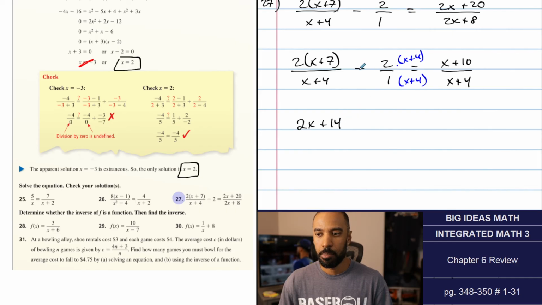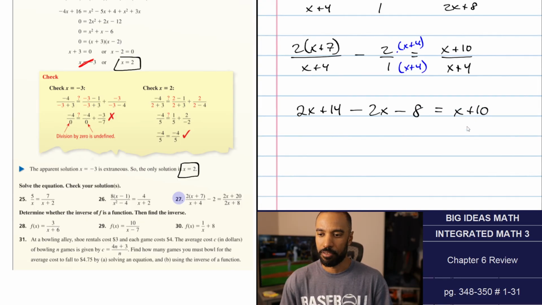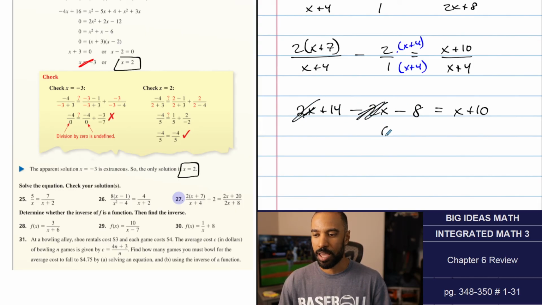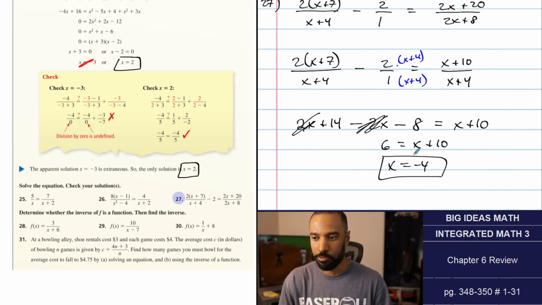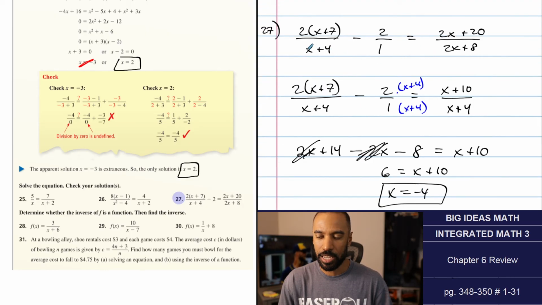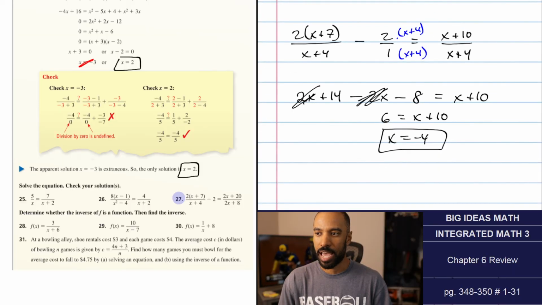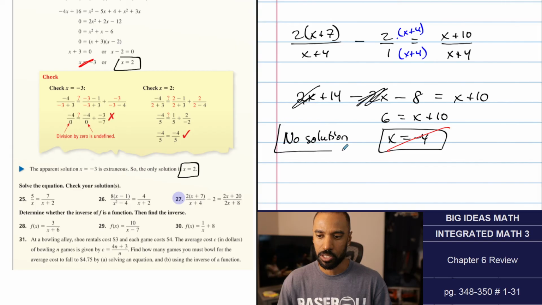2x plus 14, be careful, this is subtraction, negative 2 times x, negative 2 times 4, and this equals x plus 10. Now that everything compares evenly, we can do that. 2x minus 2x is gone, 14 minus 8 is 6, and subtract 10 from both sides, you get x equals negative 4. Now, we've got to double check this negative 4 with our original equation, and here you can tell whether here or there, whatever, you divide by 0. So that is an extraneous solution. That means if that solution is gone and no other solution exists, our answer is no solution. And that's literally it. It's no solution.